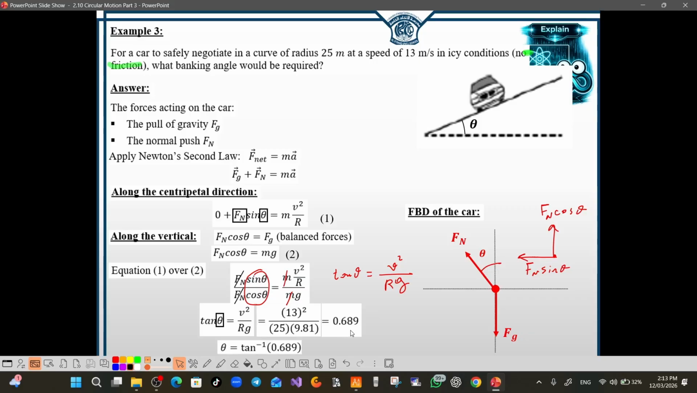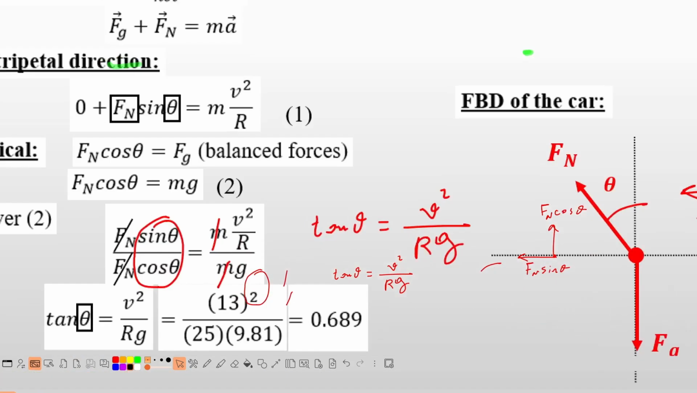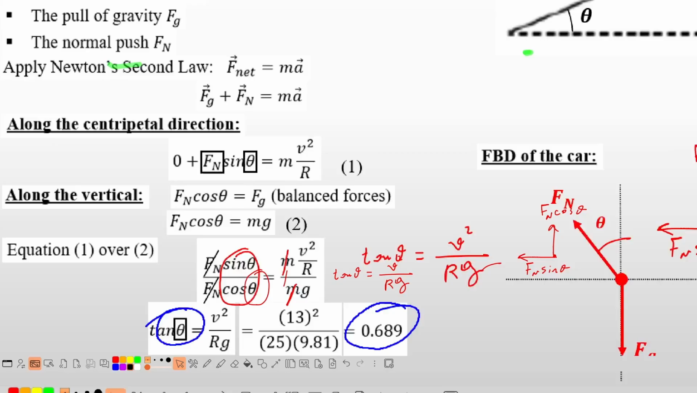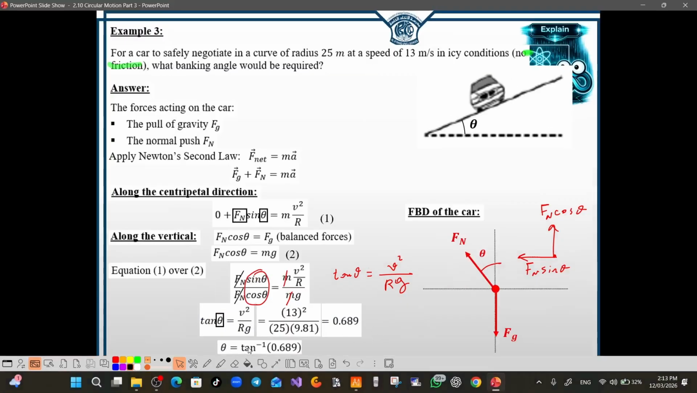Now, this number here represents the tangent of the angle and not the angle itself. To find the angle, we just take the tangent inverse of 0.689, and the answer will be 34.57 degrees, which is the angle of the banking.